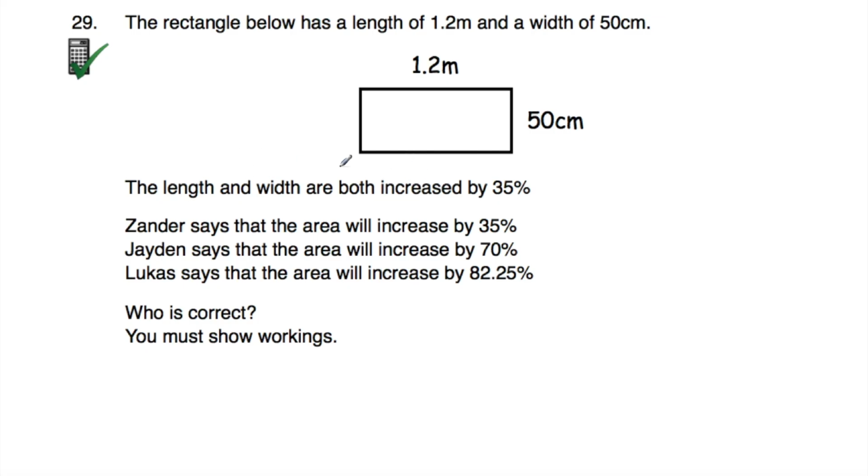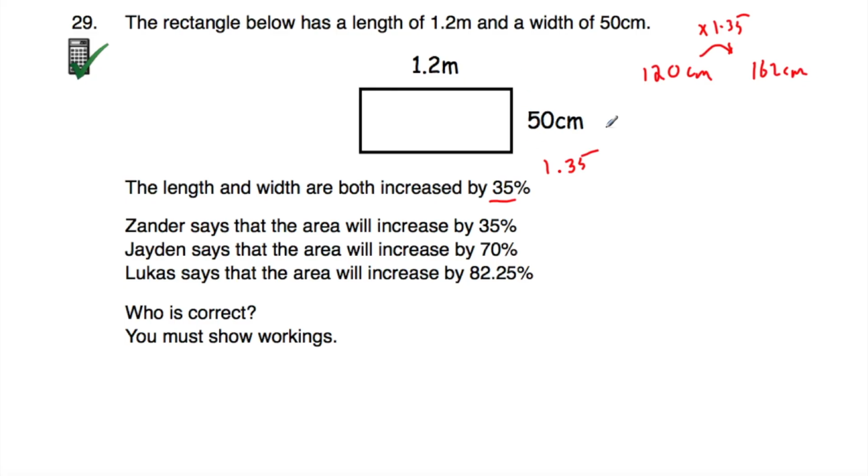So we're told that the length and the width both increase by 35%. So if something increases by 35%, the multiplier would be 1.35. If you multiply something by 1.35, you increase it by 35%. So originally it was 120 centimeters for the length, and I've just changed that into centimeters. And if we multiply that by 1.35, that'll find us the new length. So 120 multiplied by 1.35 is equal to 162 centimeters. So when the length of this rectangle is increased by 35%, it'll become 162 centimeters.